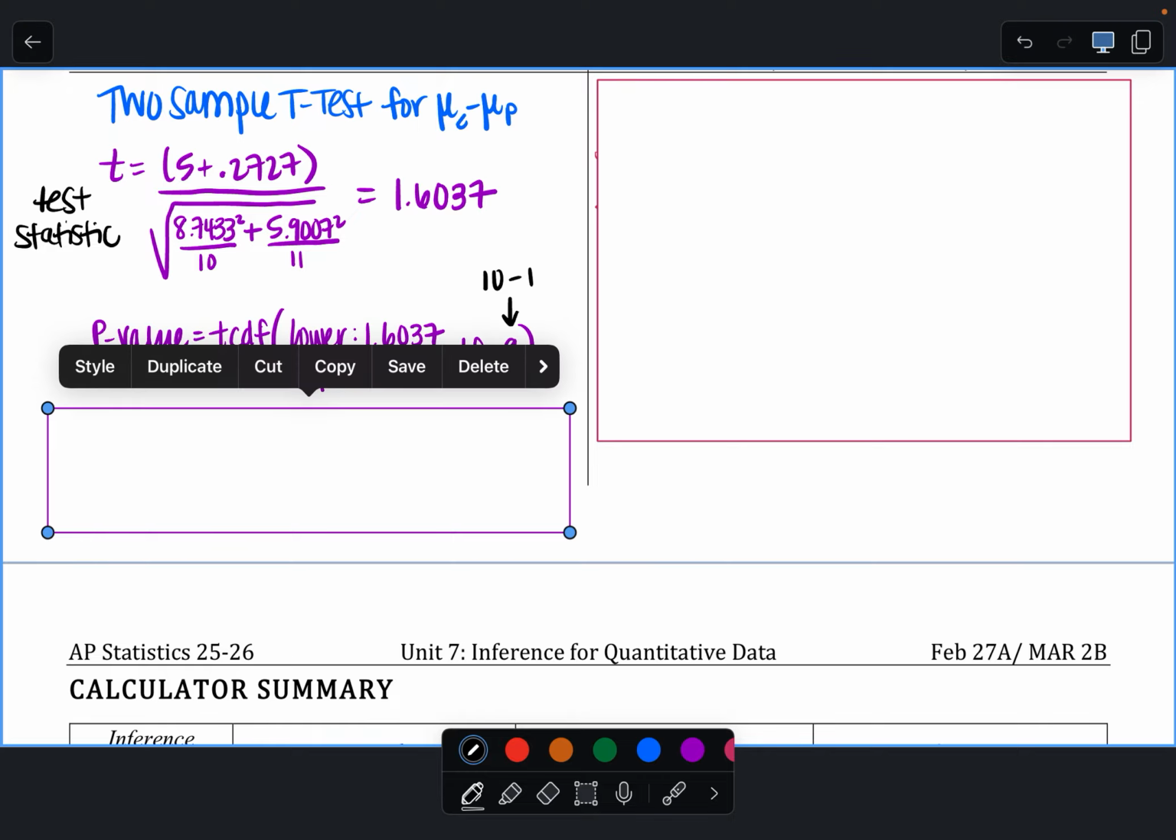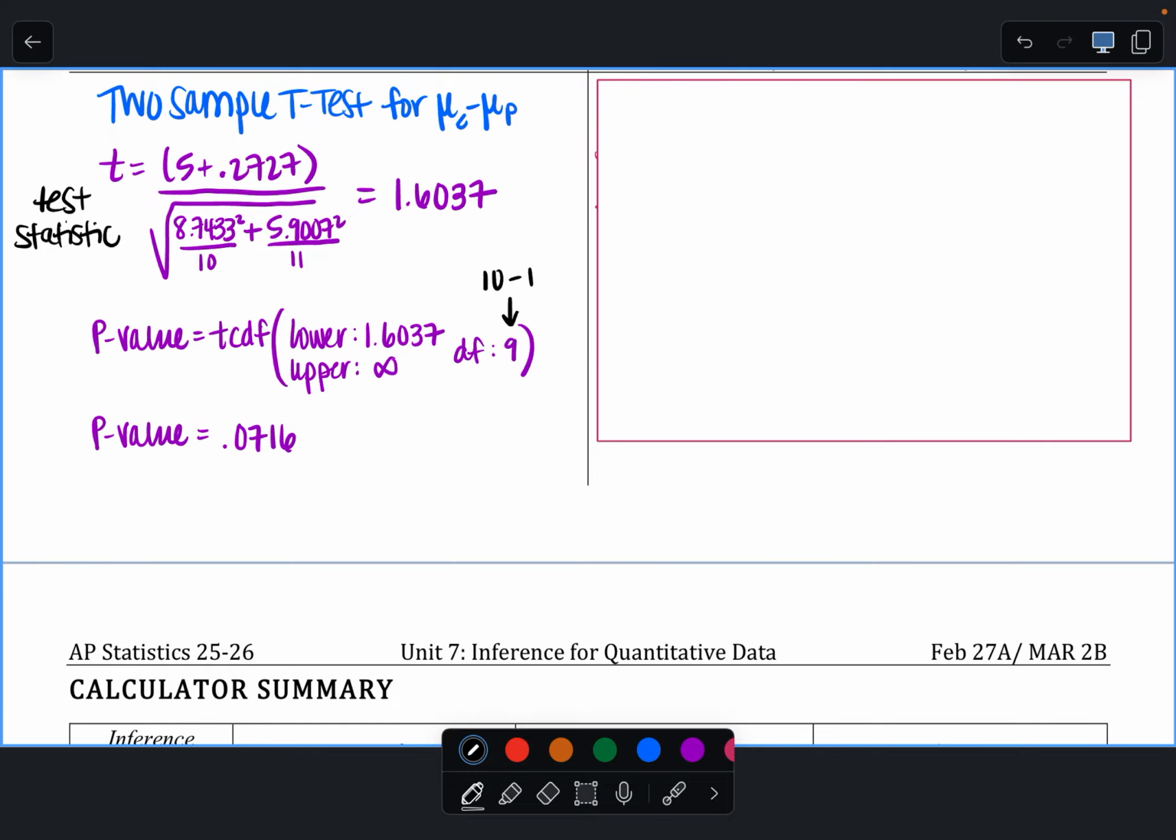Plug this into my calculator. This is in the second VARS menu. There's really only 2 places you should be when you're in AP Stats, second VARS or in the stat menu. Somewhere in between those 2 places, you're gonna find everything that you need. And then we get our p-value of 0.0716.